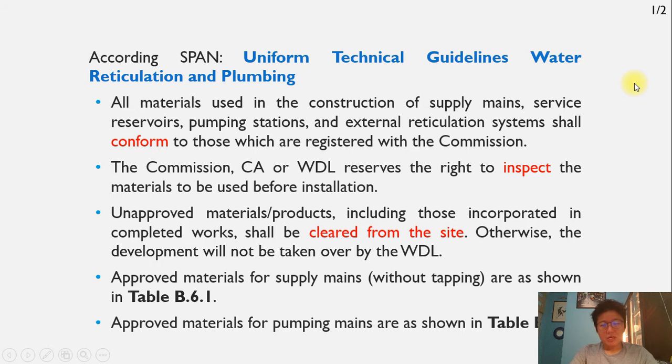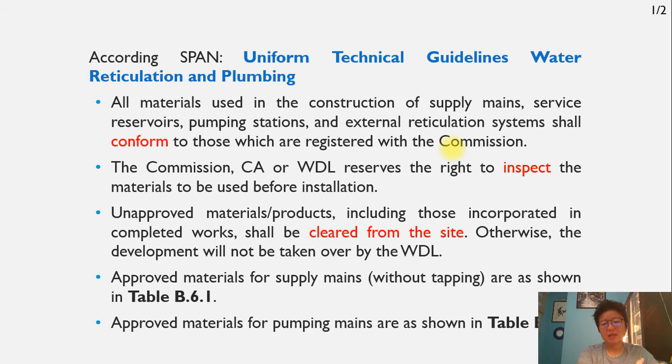Now, according to SPAN, remember the Suruhanjaya, there's a uniform technical guidelines for water regulation and plumbing, and about the materials of the pipes that we use. According to them, all materials used in the construction of supply mains, service reservoirs, pumping stations, external reticulation systems shall conform to those which are registered with the Commission. So in other words, the contractors need to inform the Commission about the materials they are going to use for the pipes, because these, again we say, carry high pressure.